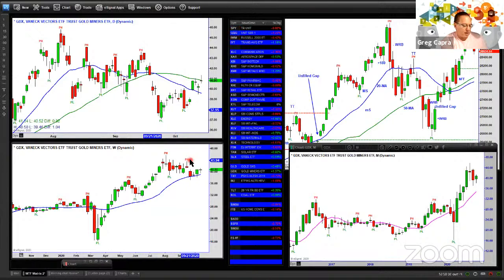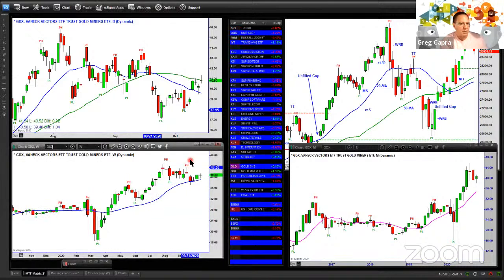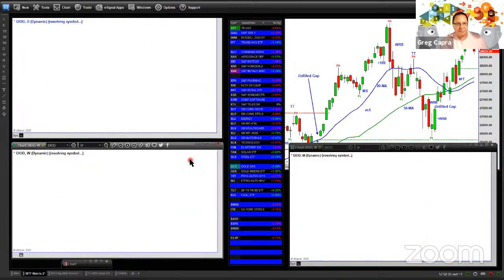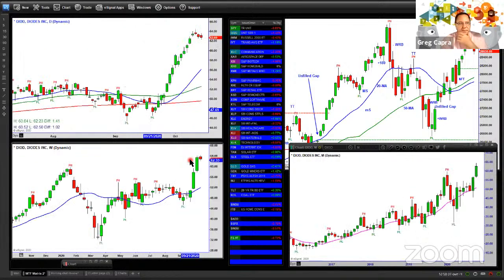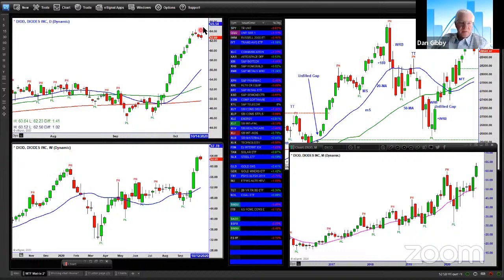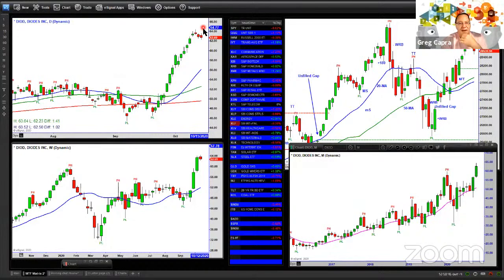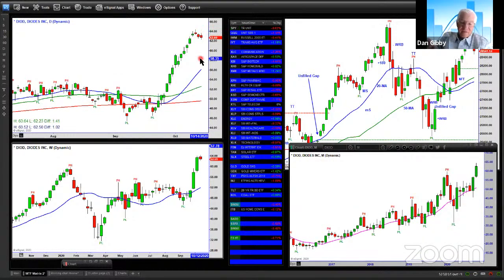Tim is asking about DIOD. Sell a call spread, climactic. Or get out of the position. Yeah, right, get out. But it's back to what I said earlier. It depends what time frame you're trading. The monthly looks great, but the daily looks like it is extended.